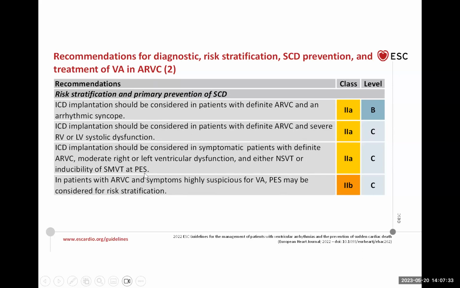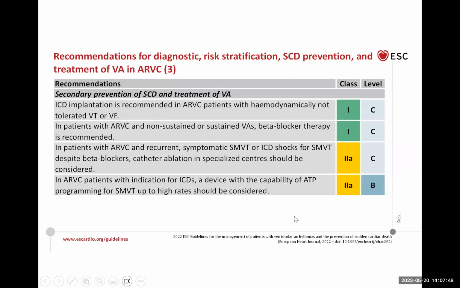And it is 2B if a patient with ARVCD has highly suspicious ventricular arrhythmias and programmed electrical stimulation. It's 2B to be used in those patients with ARVCD and high suspicion for ventricular arrhythmias, but not documented ventricular arrhythmias. Secondary prevention is easy, like any other patients.